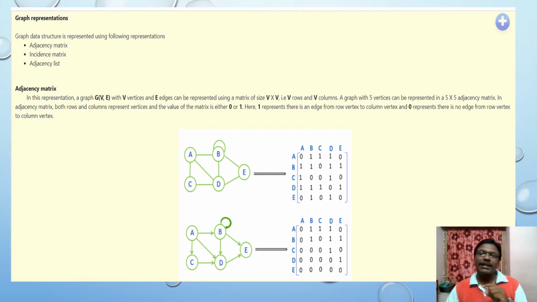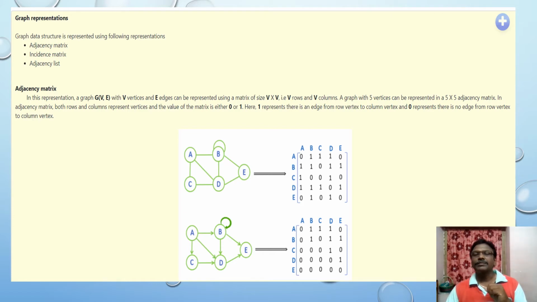Here, 1 represents that there is an edge from the row vertex to the column vertex. And 0 represents that there is no edge from the row vertex to the column vertex. It means no edge between the two vertices is represented by 0. If two vertices are directly connected, that is represented by 1.